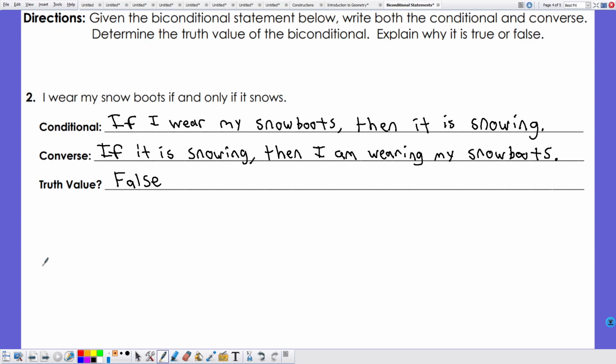And this one's a little weird. Normally, you're dealing with very easily verifiable statements, but just apply a little bit of logic, and you can come up with a reasonable conclusion to that. So that is it for biconditional statements.